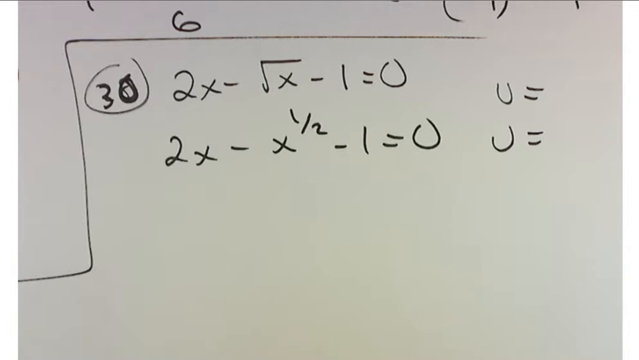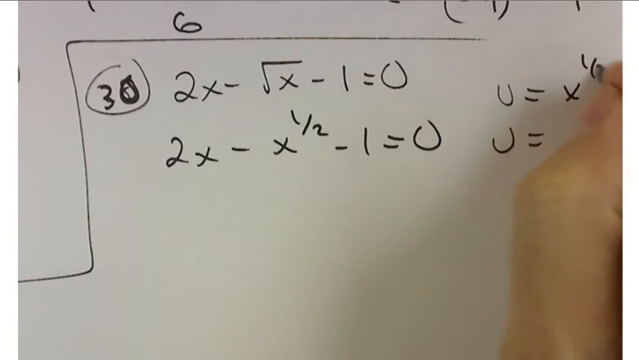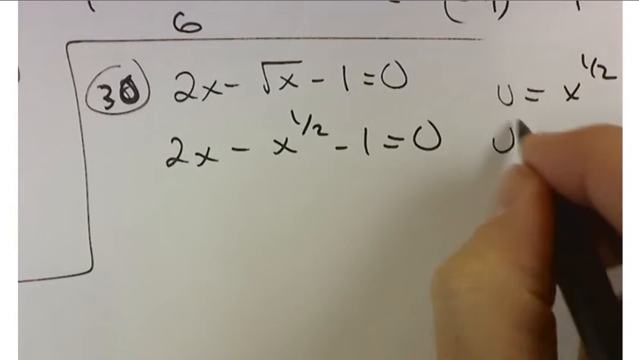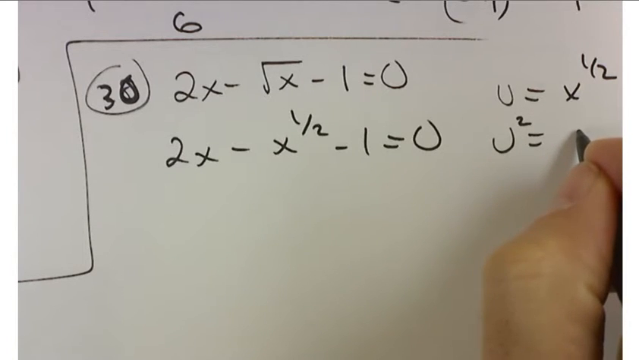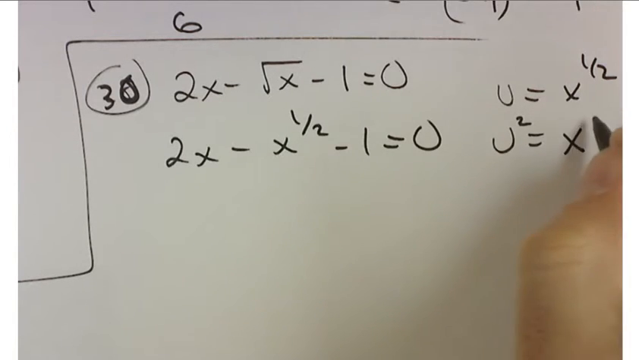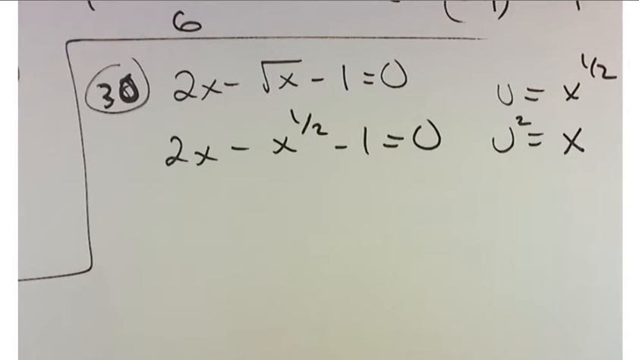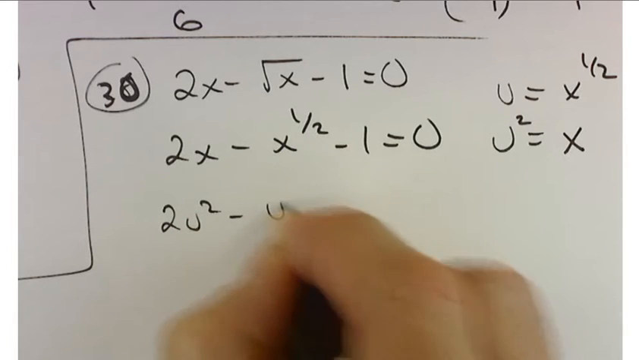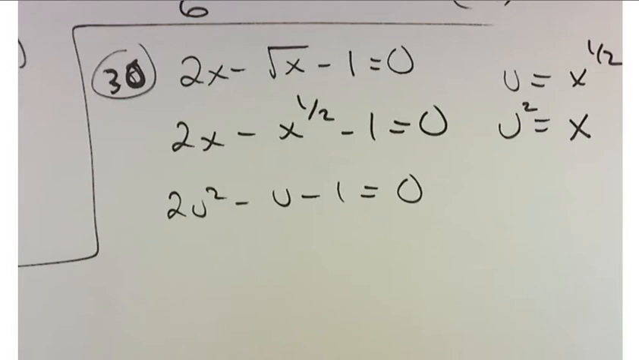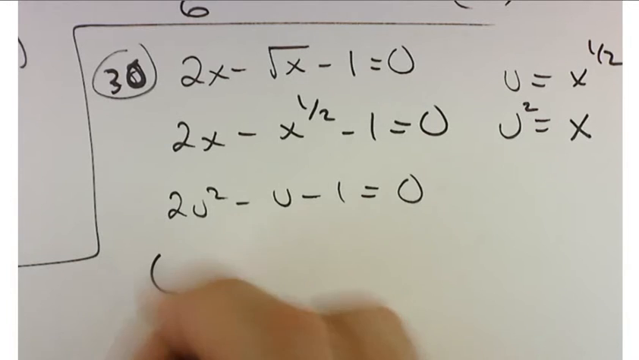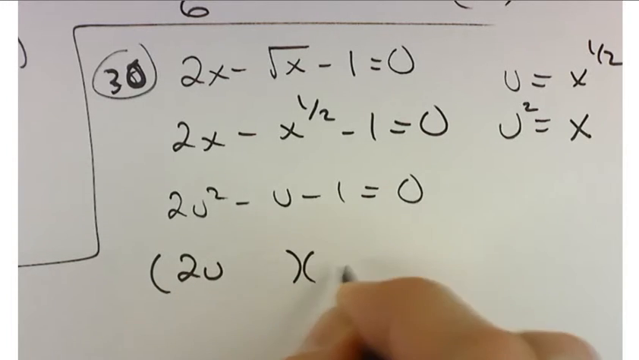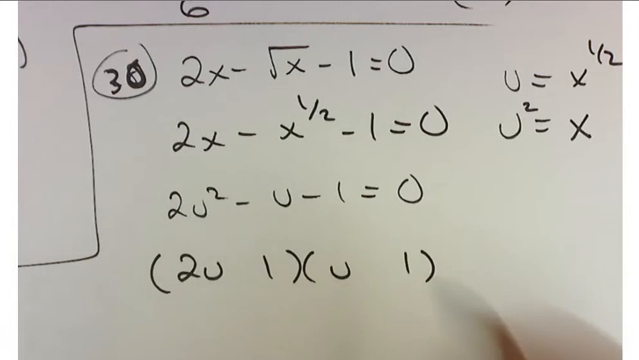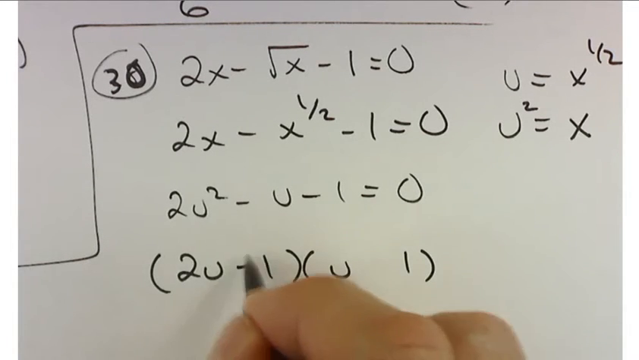Krista, what should I let u equal? X to the 1/2. Good. And u squared equals x to the first, or just x. So when I rewrite this equation, it looks like 2u squared minus u minus 1 equals 0. Now, in the interest of time, let me help you out with the factorization. It's going to be a 2u and a u, 1 and a 1. That's going to be a plus and a minus.